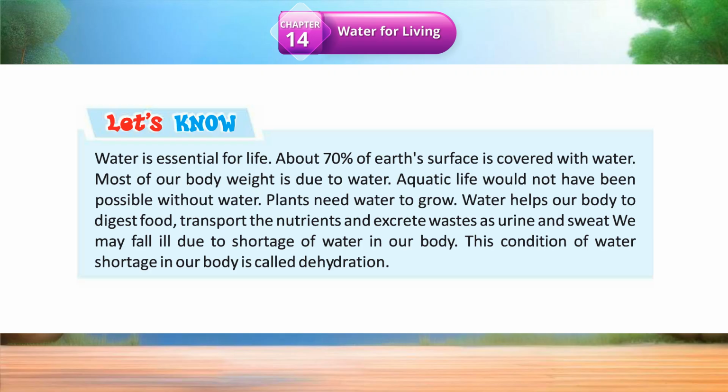Plants need water to grow. Water helps our body to digest food, transport the nutrients and excrete wastes as urine and sweat. We may fall ill due to shortage of water in our body. This condition of water shortage in our body is called dehydration.